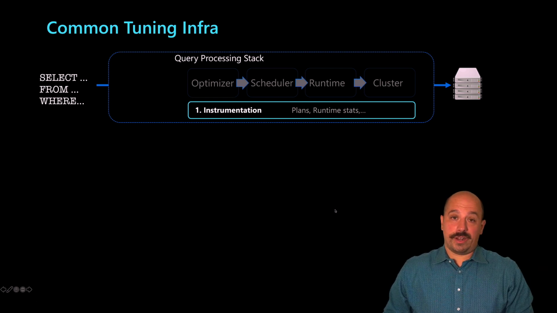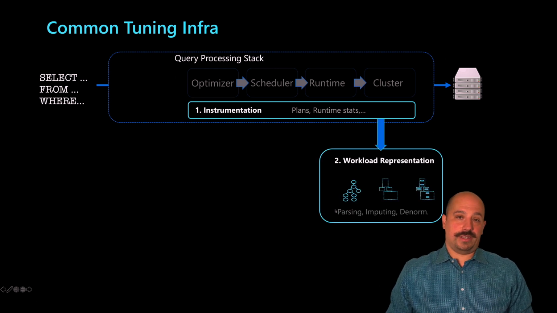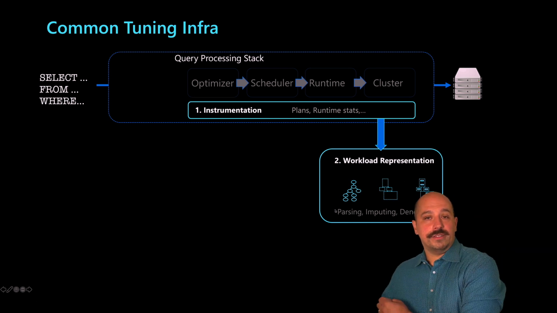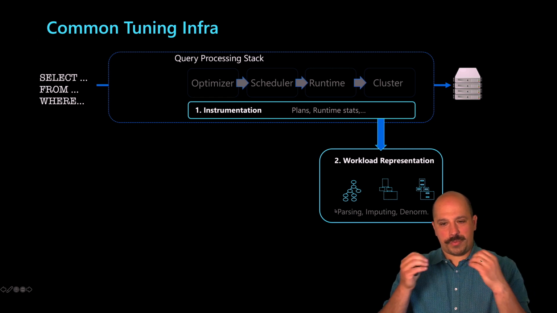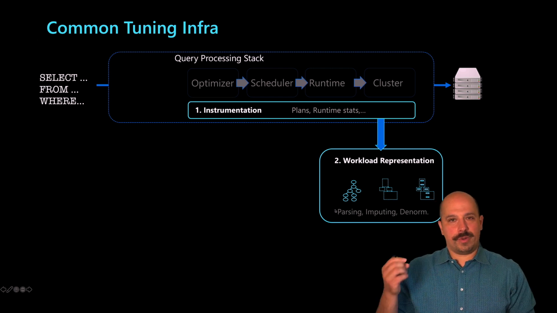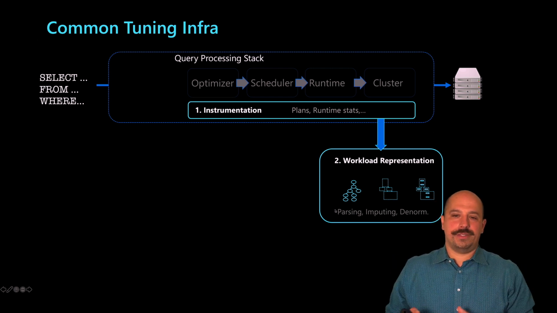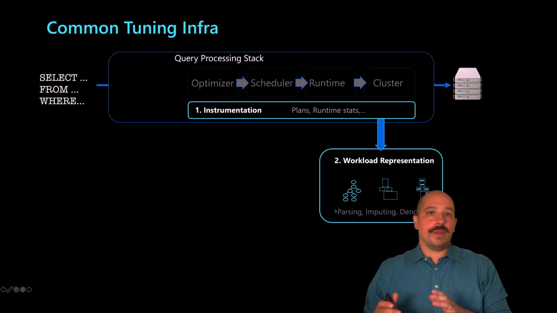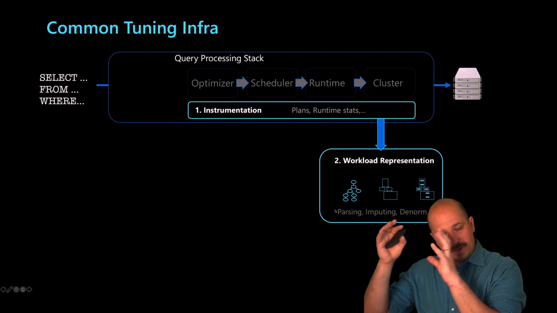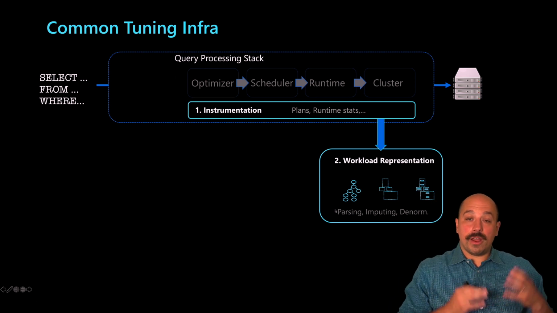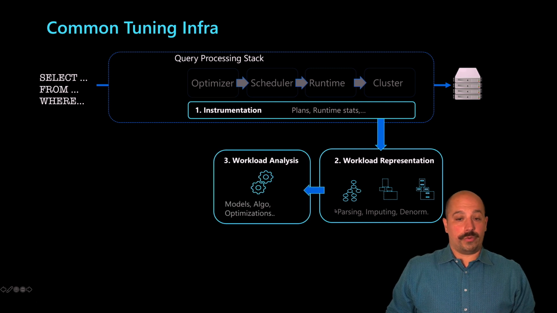Now, as I'm going to show you later, this is a lot of data. It's in the petabytes, right? And so the representation of this data is incredibly important. As you can imagine, we can't just grab all of this data, dump it into a neural network, and hope for the best. Capturing, representing, doing the parsing, the normalization, imputing, cleaning of this data, it's incredibly important. So the same sort of workload representation can now feed a large collection of different algorithms.